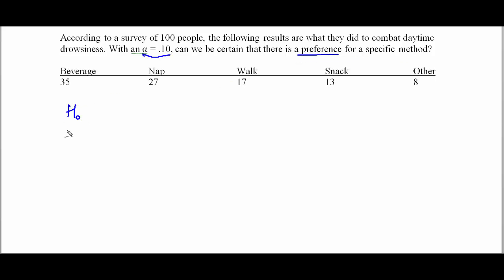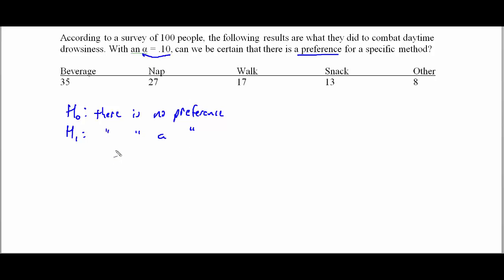So the null and alternative hypothesis is basically going to be, the null is going to say that there is no preference. This is the guy who's saying that there's nothing going on. There is no preference, and the alternative is there is a preference.